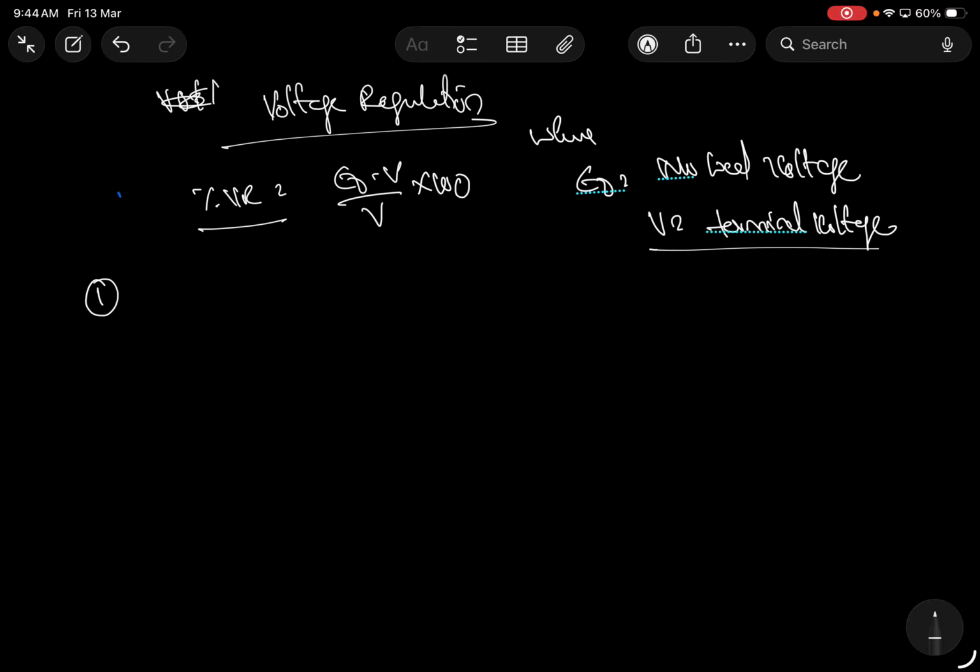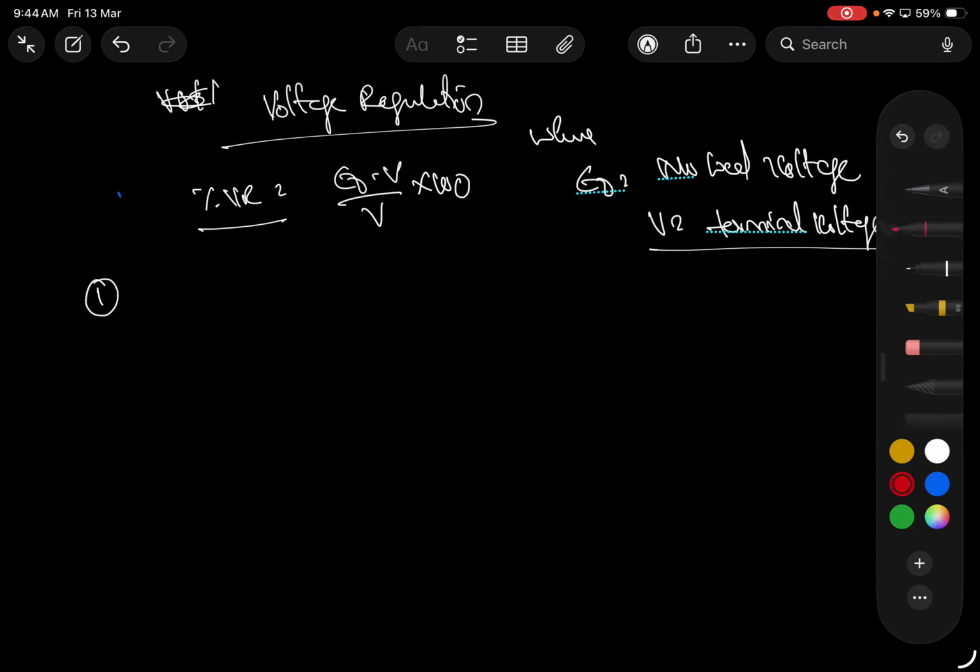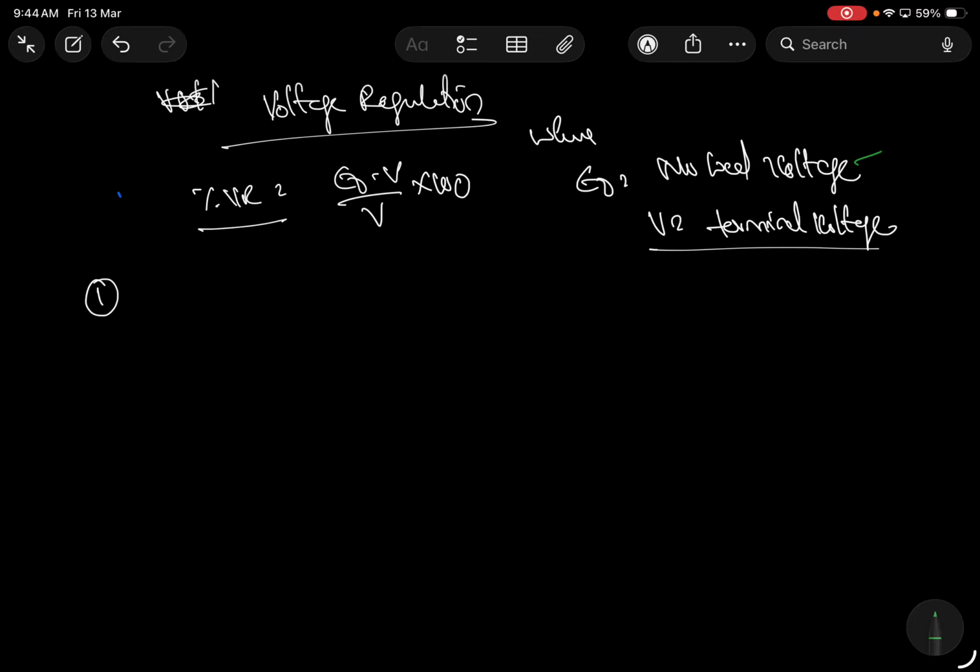How are you able to get this E0? E0 can be obtained under open circuit condition, and terminal voltage under load condition. When we operate the machine under no load condition we can get this E0, and when we operate the machine under the load condition, then we can get the terminal voltage.